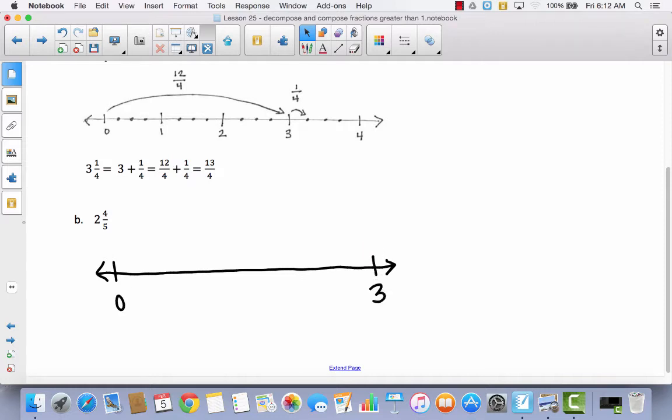So I'm going to label the whole numbers right now. So I've got 1, 2, and 3. Now since we're talking about fifths, we're going to break each of these wholes down into 5 parts. So that's going to take 4 lines. Now I'm not going to label them, I'm just going to mark them.